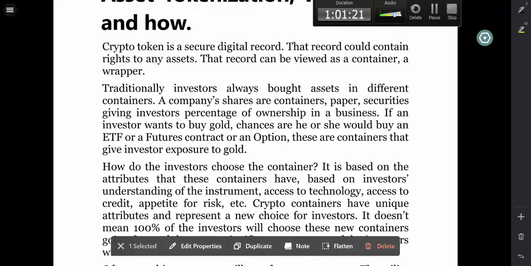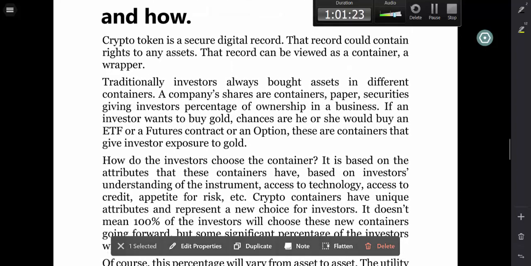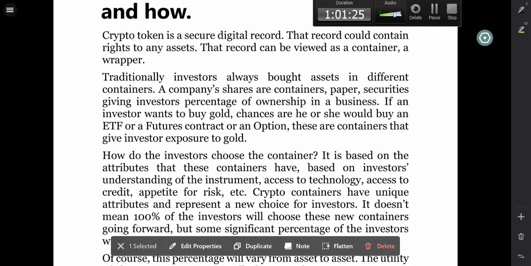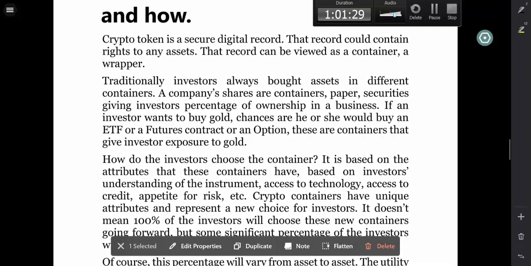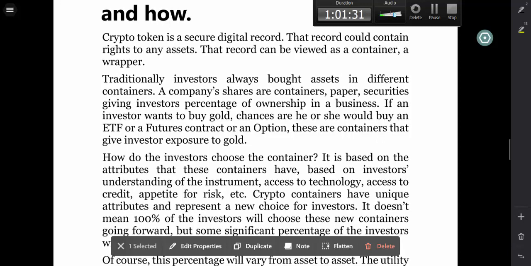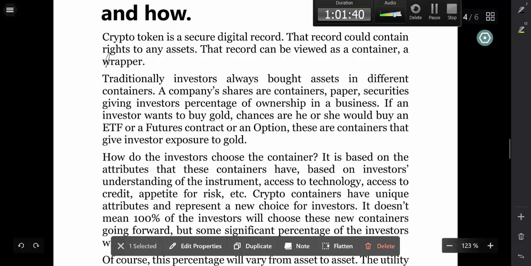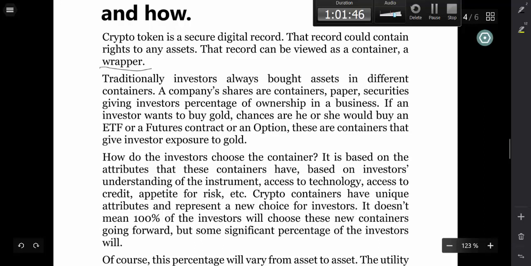Crypto token is a secure digital record. That record could contain rights to any assets. That record can be viewed as a container, a wrapper. Wrapper, not as in rap music. That one is without a W. This is wrapper with a W. It's funny, yeah? All right.